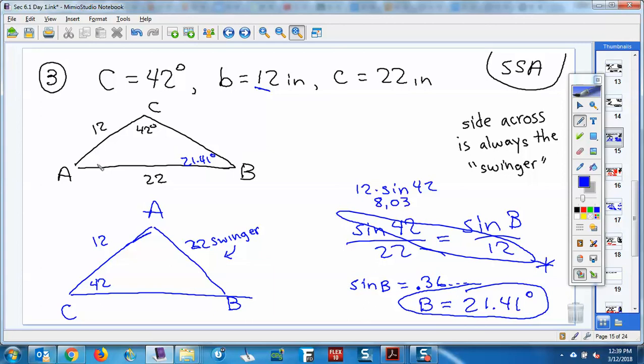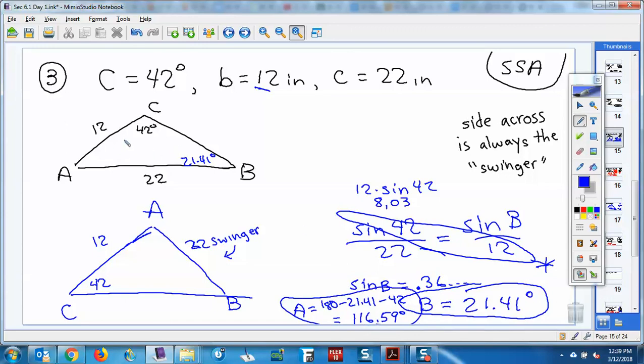Well, now can't we find this angle here? So angle A is going to be 180 minus 21.41 minus 42. So that's going to be what? 116.59. So that's angle A.